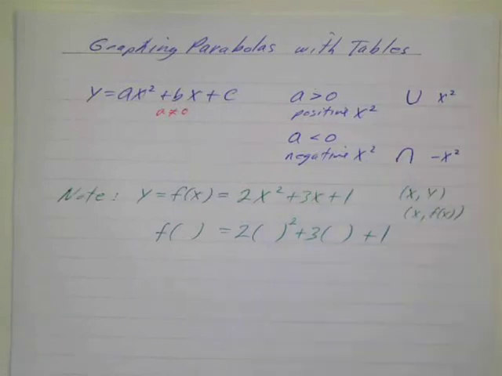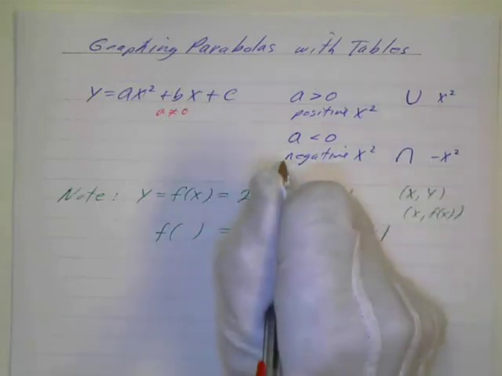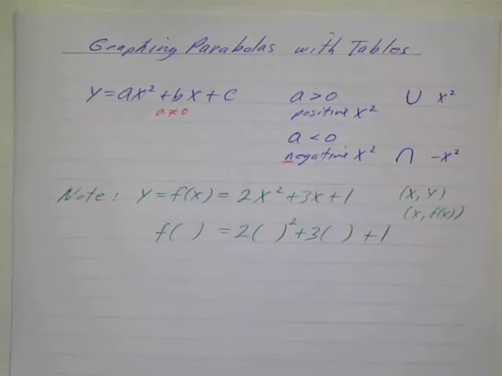Now, you can kind of remember that because an n is the first letter of the word negative. So if it's negative, it's shaped like an n. If not, it's shaped like a u, so it's easy to remember.